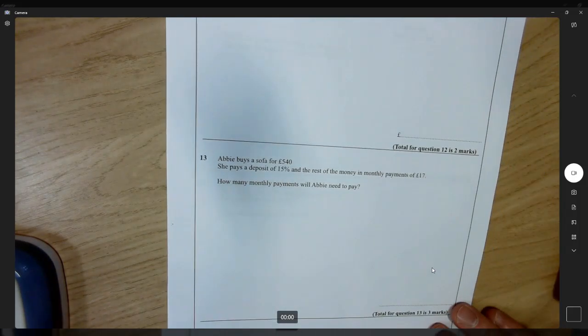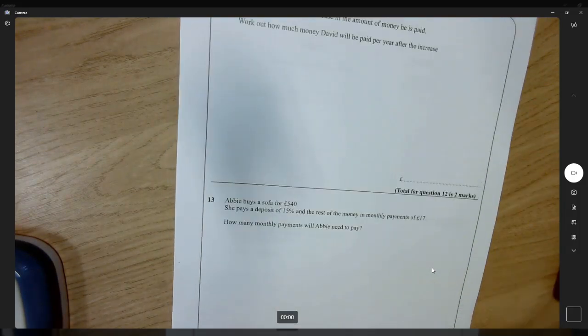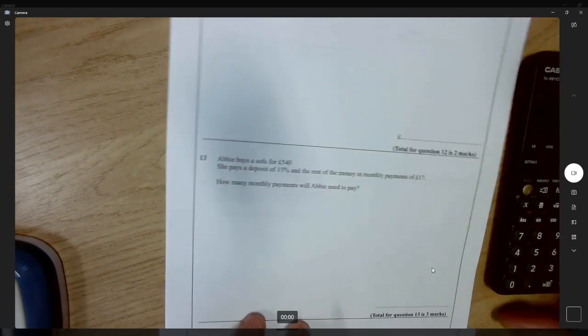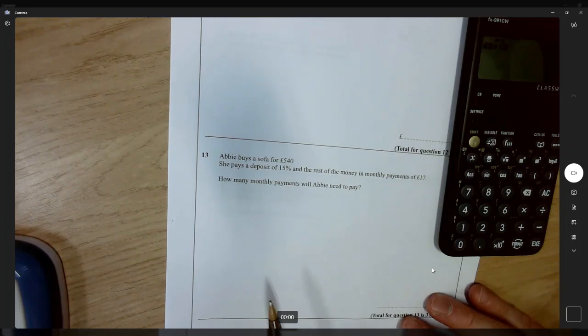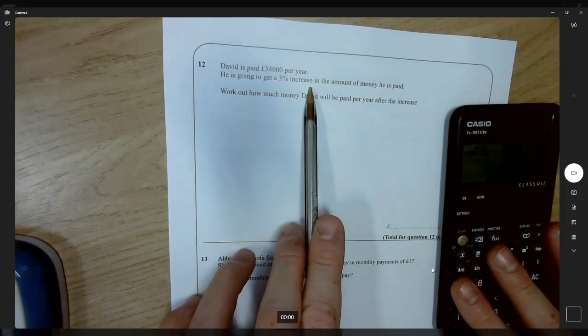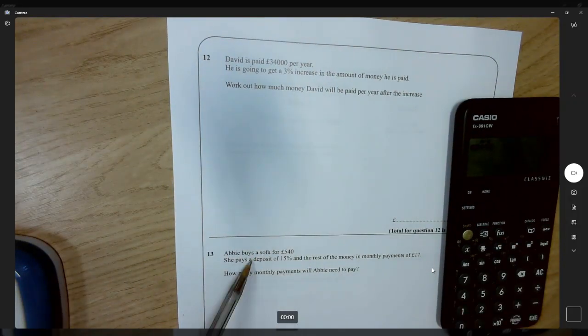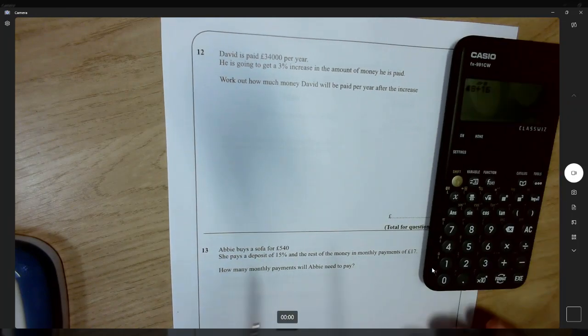Okay, let's move on. So the last few questions are to do with percentage increase. Now, we're going to start off with a single amount of increase, so that's this one. And then we're going to do ones with deposits, and then we'll start looking at interest. So David is paid £34,000 per year.